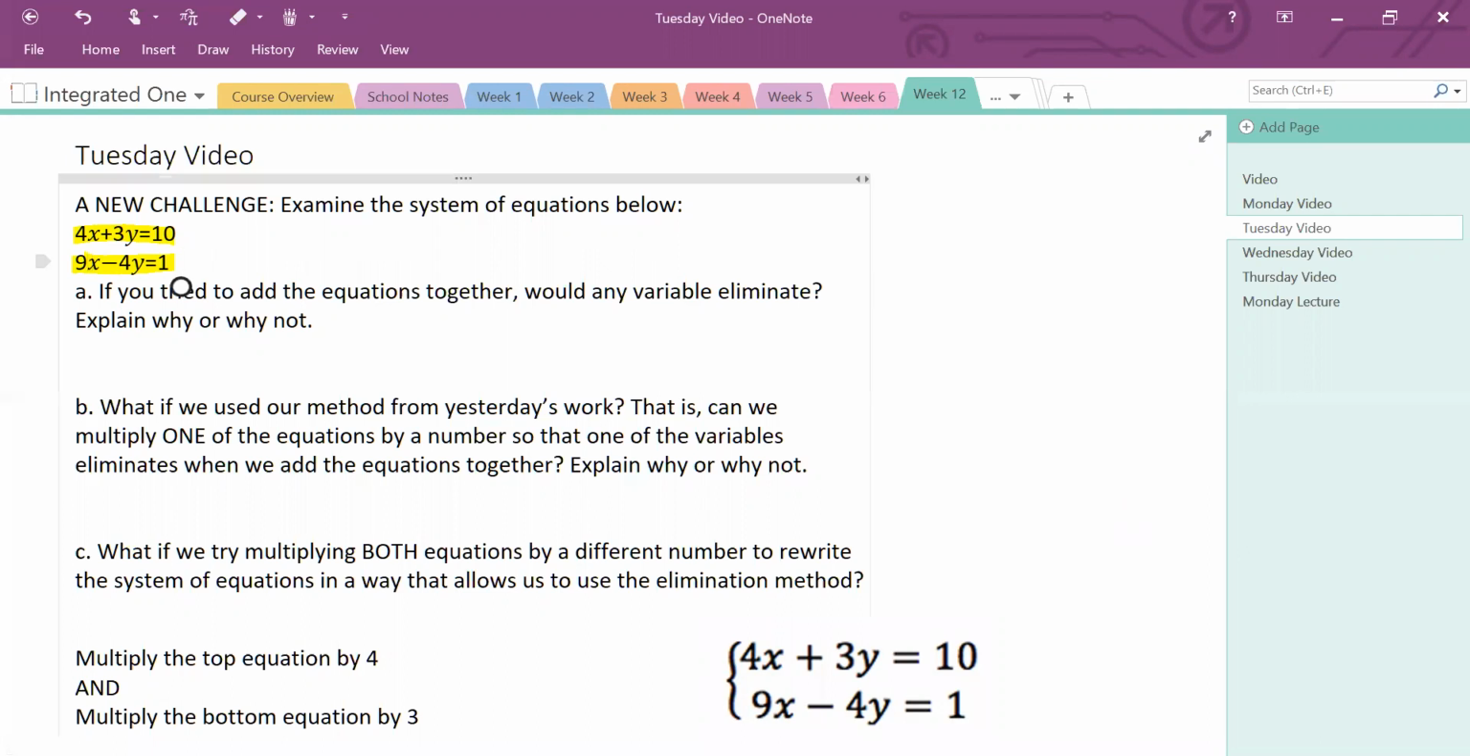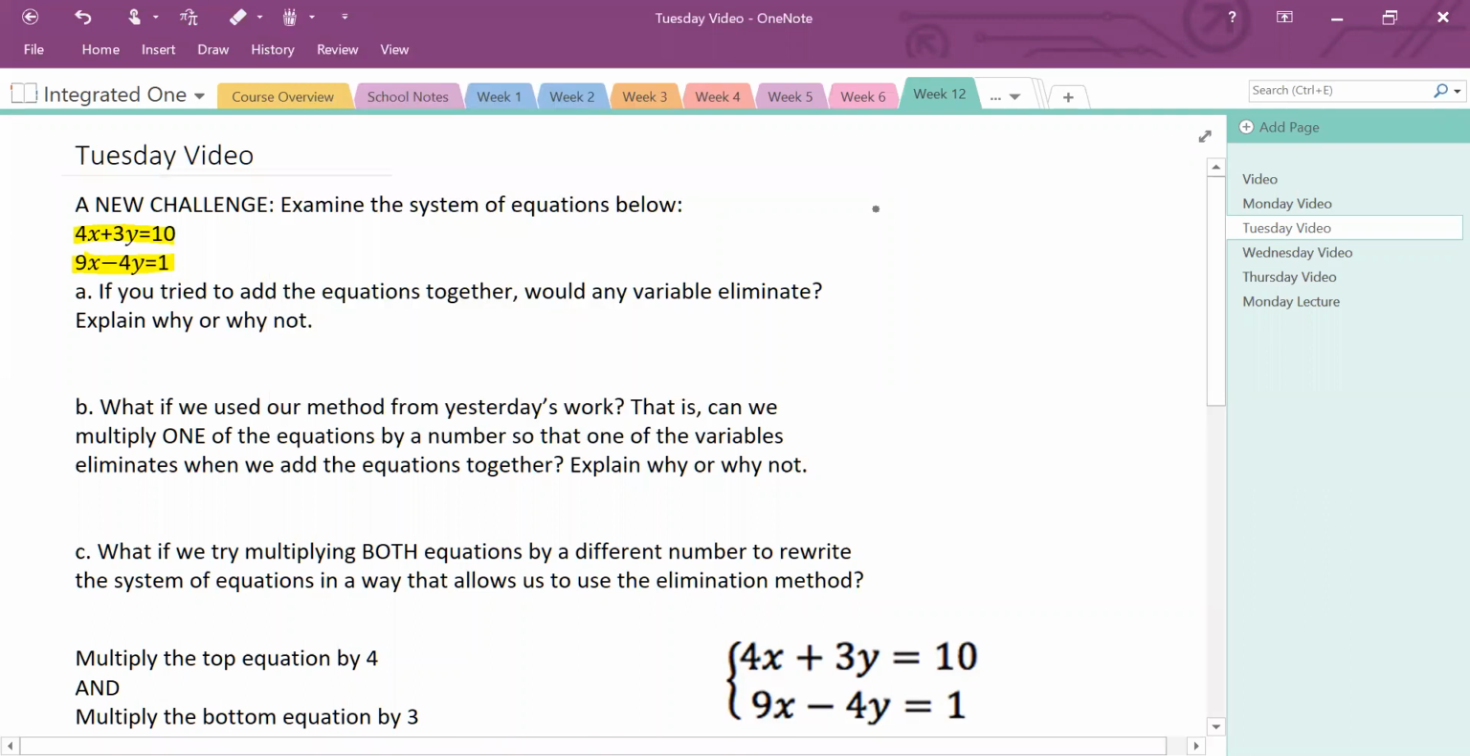I'm going to rewrite these over here. I have 4x plus 3y is equal to 10. And can I use the elimination method to get rid of, or eliminate, one of these variables?